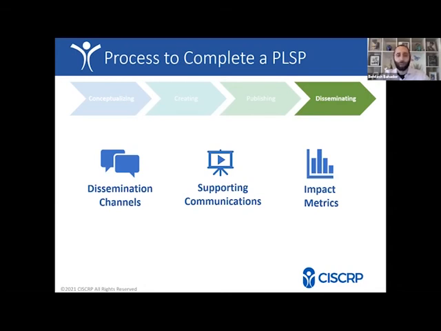Laura, to the point of getting this out to folks, maybe in different ways, can you talk about supporting communications and what you folks are doing there? Yeah, absolutely. As Joel mentioned, I totally agree. Patients aren't naturally going to be looking at peer-reviewed journals. I'm sure they're not looking things up on PubMed necessarily.